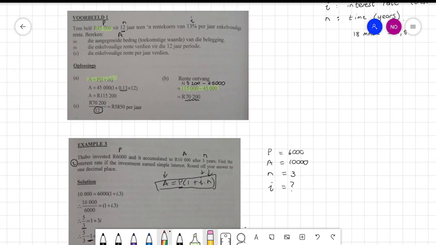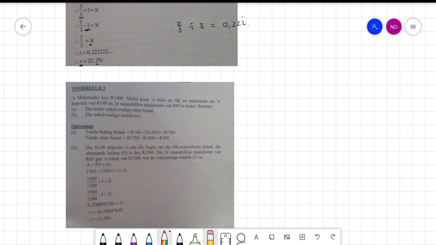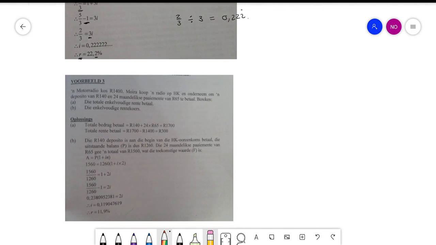Okay, so as ons gaan kyk na hierdie voorbeeld, en dis die laaste voorbeeld wat ek in hierdie video gaan doen, praat hulle hier van HK, hulle bedoel hier koop. Hulle sal dit daarom vir jou in 'n vraestel uitskryf, so that is a hire purchase. So hulle sê vir jou 'n motorradio kos R1,400, Moira koop 'n radio op huurkoop en onderneem om 'n deposito van R140 en 24 maandelikse paaiemente van R65 te betaal. Bereken die totale enkelvoudige rente betaal.